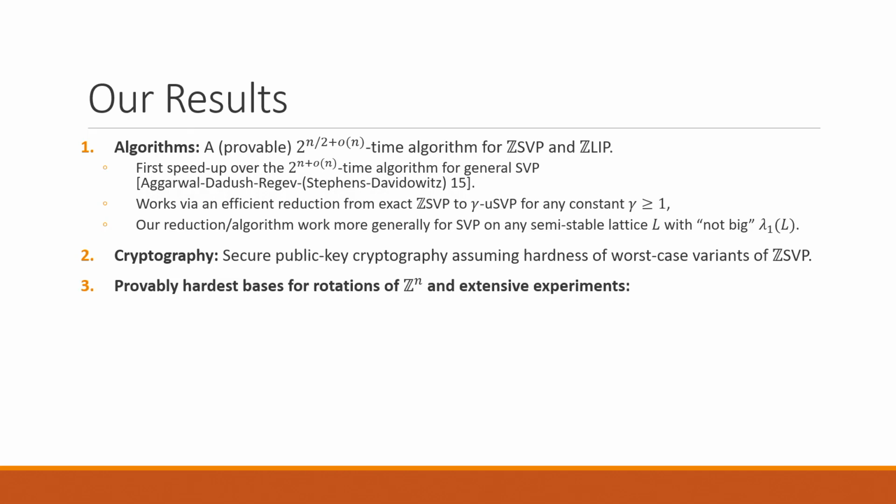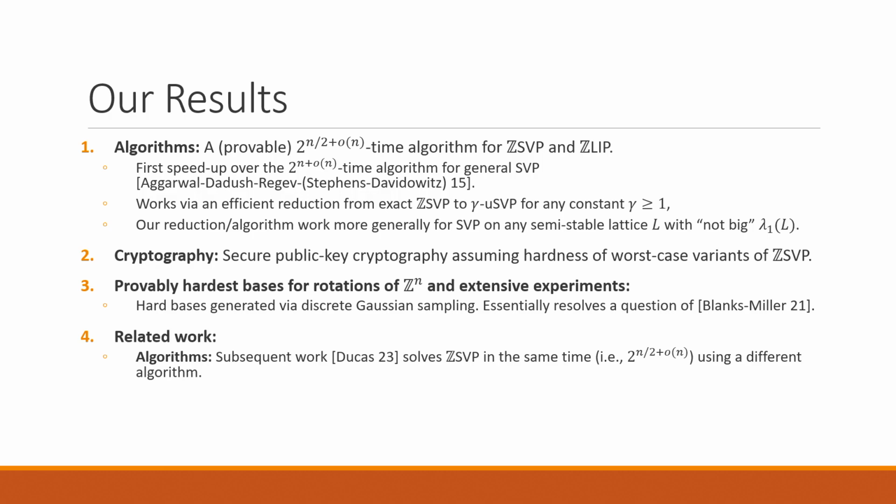And finally, we give a provably hard distribution of bases of rotations of Zn and give extensive experiments for how hard it is to solve the shortest vector problem on lattices generated according to this distribution. The hard distribution of bases we show is generated via discrete Gaussian sampling, and this essentially resolves a question addressed by Blanks and Miller in 21, who gave a whole bunch of different algorithms for generating hard bases of Zn.